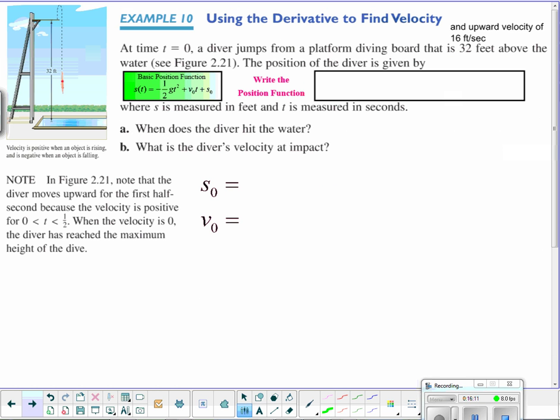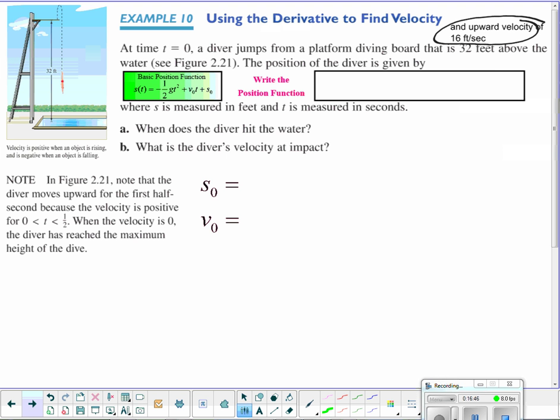The last problem is a person diving off a diving board or a platform. The platform is 32 feet in the air, just looking at the picture. So it says at time 0, a diver jumps from a platform diving board that is 32 feet above the water. I also know that he is jumping upward with a velocity of 16 feet per second. The position of the diver is given by, and I'll help you figure that out, where s is measured in feet and t is measured in seconds. When does the diver hit the water? What is the diver's velocity at impact?